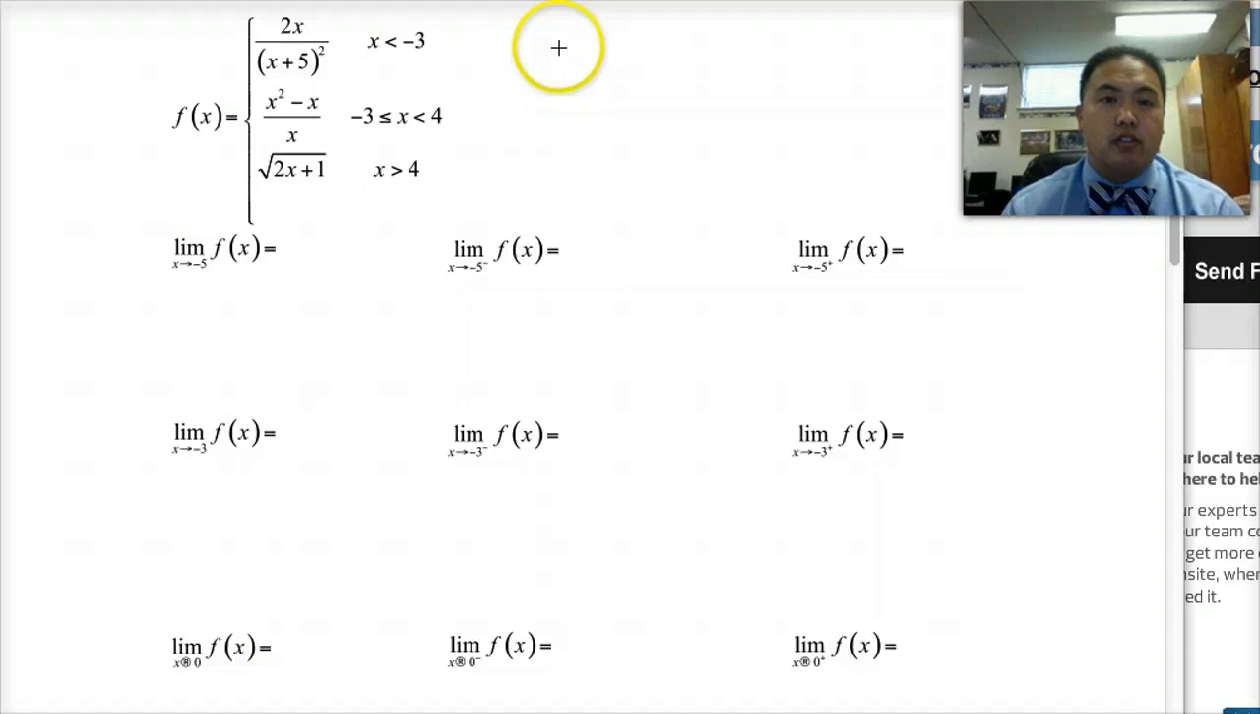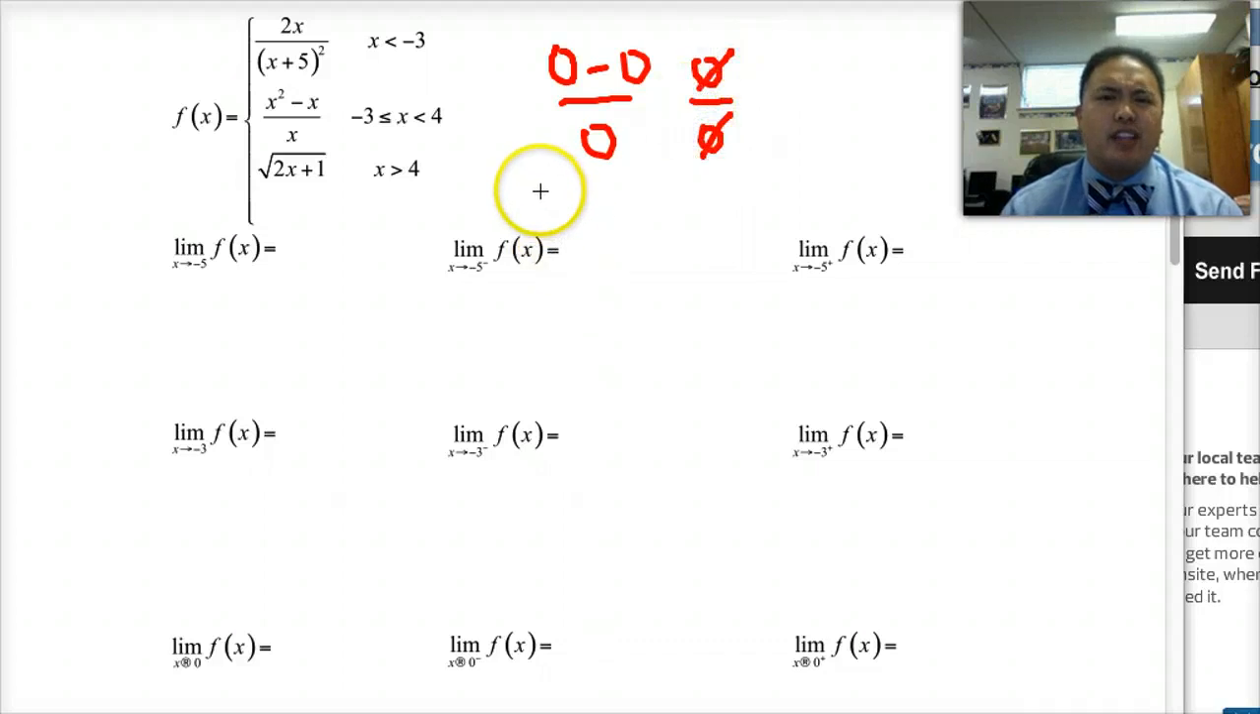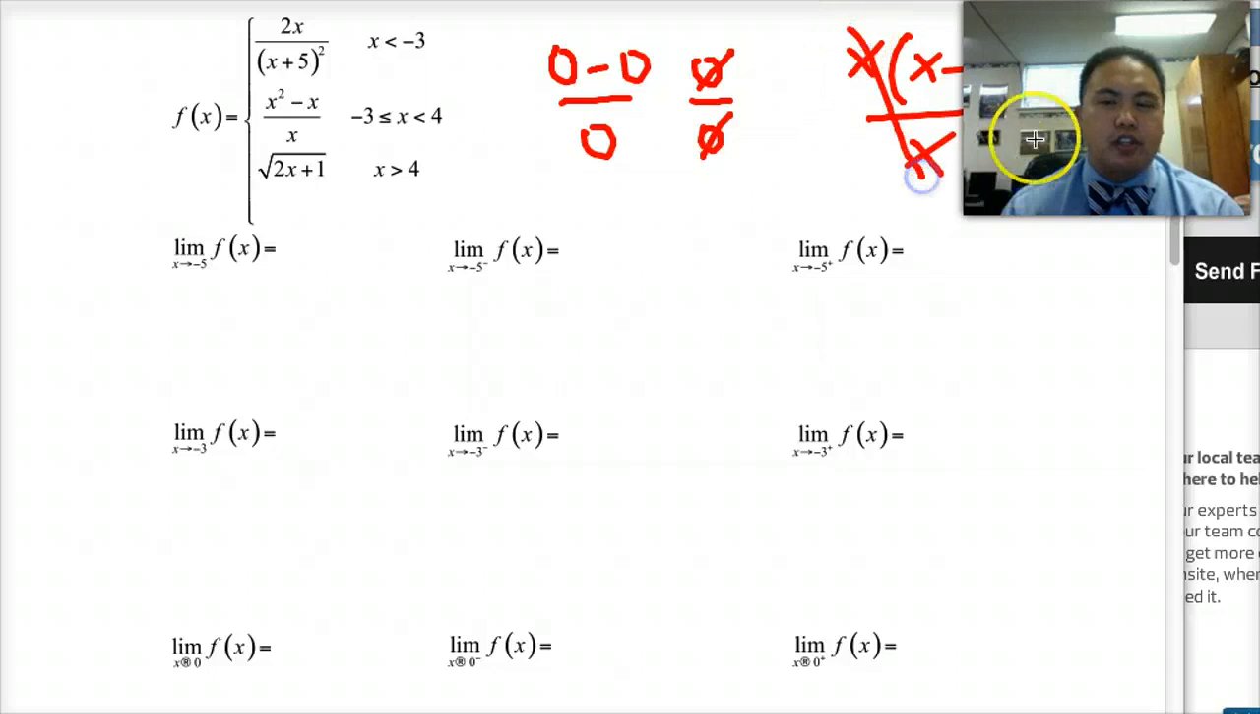When I plug in 0, I get 0 minus 0 over 0. Now I have a 0 over 0 case. Remember what we did when we have 0 over 0? Yeah, we had to factor or rationalize or simplify a fraction. In this case, you may notice that I could factor my numerator. So I could take out an x. And when I take out an x, they cancel top and bottom. So this whole problem is just x minus 1. So now I'll plug in 0, and I get negative 1.